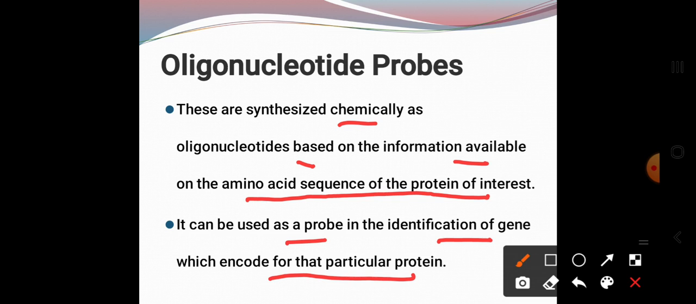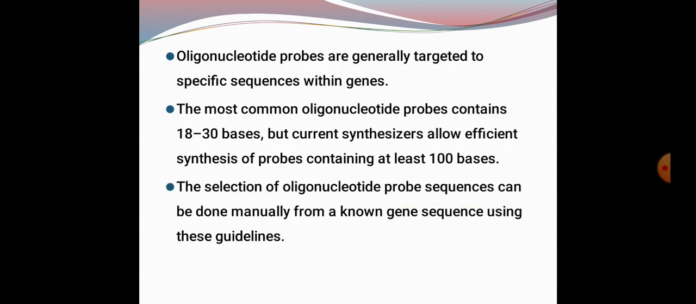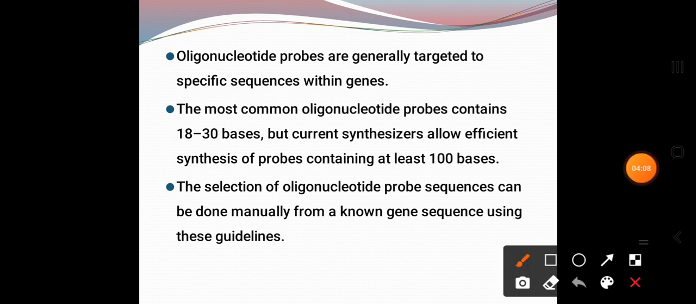The oligonucleotides are synthesized chemically. On which principle are they designed? They collect the information available on the amino acid sequence of the protein. They can be used as a probe for the identification of the gene which encodes for the particular protein. Oligonucleotide probes are generally targeted to a specific sequence of the gene, the sequence of interest. They target only that sequence.